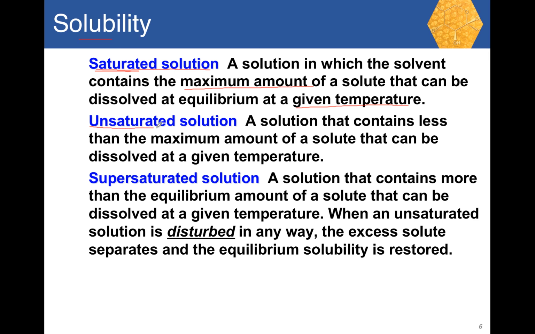An unsaturated solution is a solution that contains less than the maximum amount. And of course, a supersaturated solution contains more, a lot more than the maximum amount. And typically when these solutions are disturbed, this excess solute falls out of solution and is precipitated at the bottom of the solution.